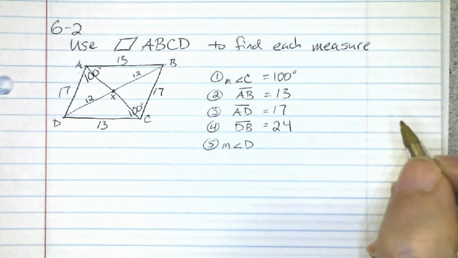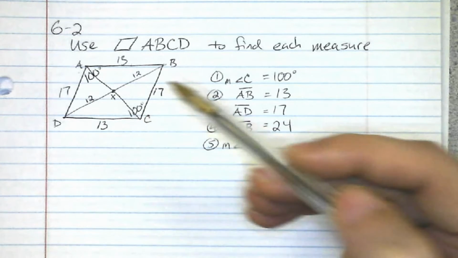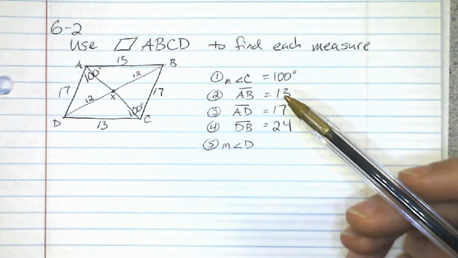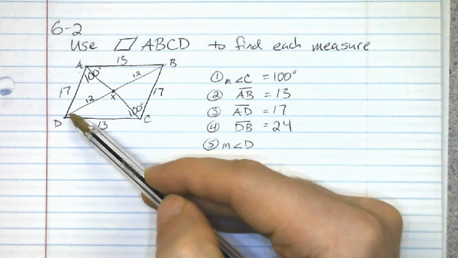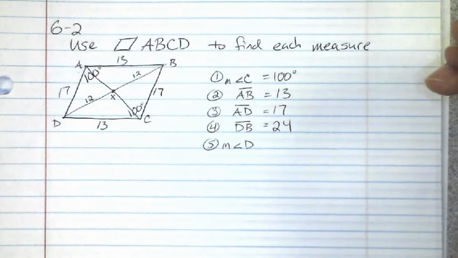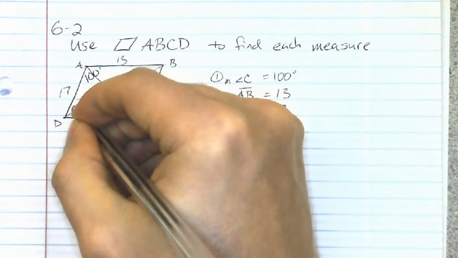And the last one, the measure of angle D. Remember, consecutive angles in a parallelogram are supplementary. That means angle A plus angle D must add up to 180 degrees. So if this is 100, this must be 80.